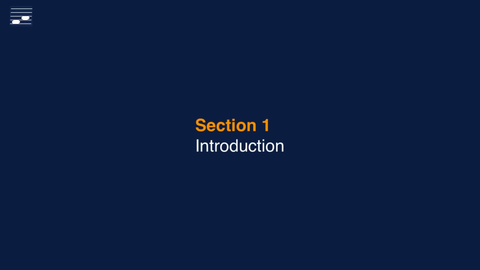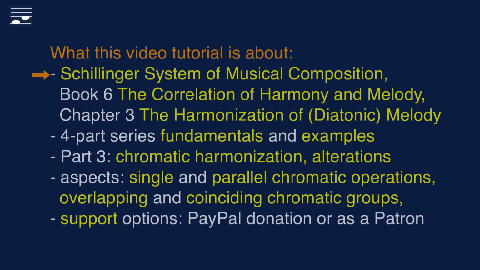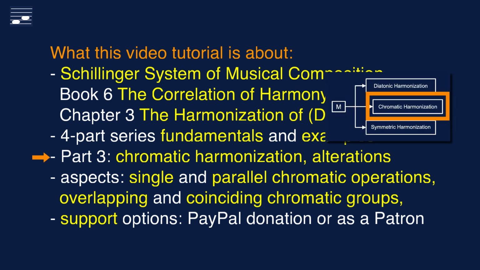This series is about applying techniques from the Schillinger System of Musical Composition, Book 6, which discusses the correlation of harmony and melody. Chapter 3 covers the process of harmonizing a melody. Throughout the series we use the same given diatonic melody. You learn harmonization fundamentals and see a set of examples. In this episode the focus is on chromatic harmonization.